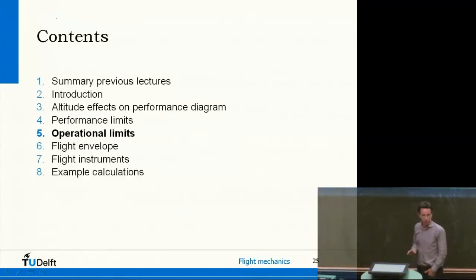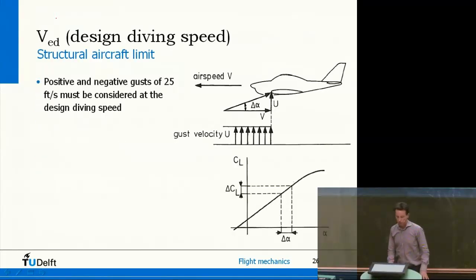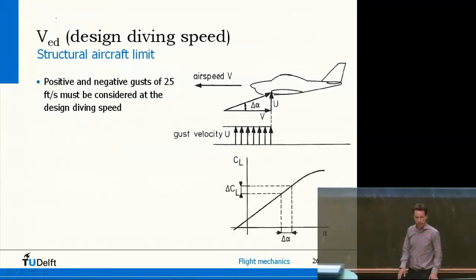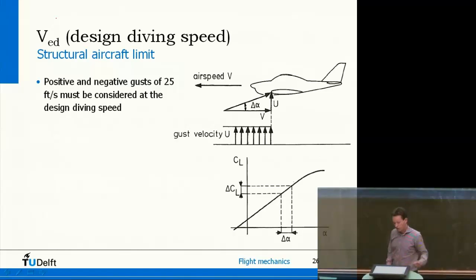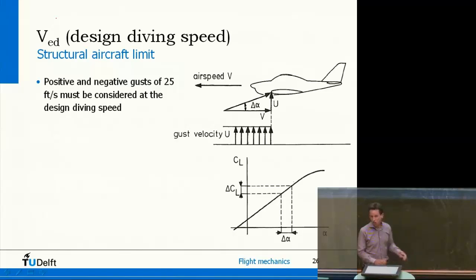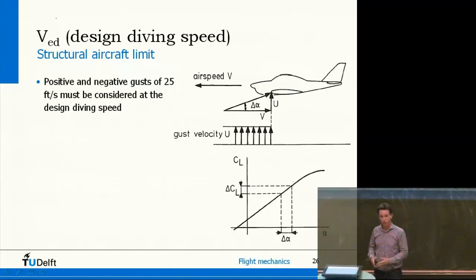So that's something I want to treat as well: some operational limits of the aircraft. These can be things related to the structure, air traffic control, and so on. So there are a couple of things you have to take into account when you design an aircraft. And one is the fact that you must consider that you will encounter turbulence. This number here, 25 feet per second, is simply based on statistics. Every so many flights, you will suddenly get an upward gust of wind of 25 feet per second.